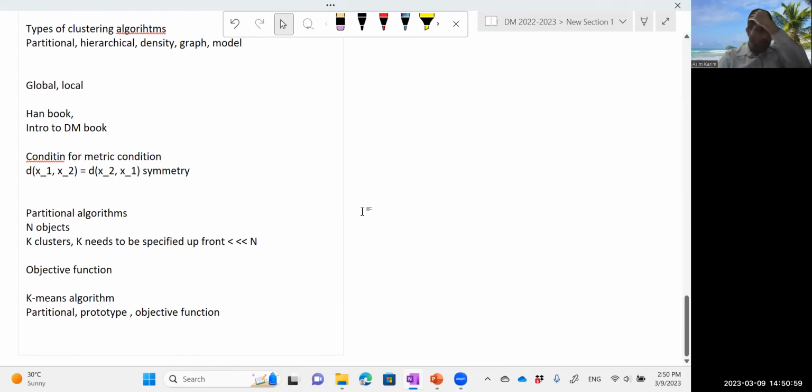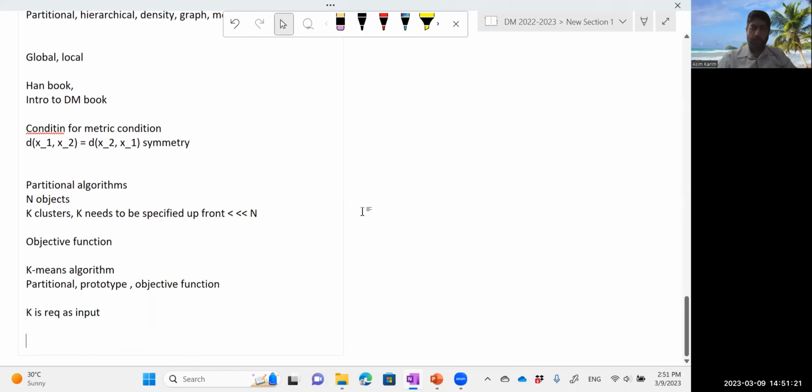So since it uses an objective function, it's actually solving an optimization problem to find those k clusters. So k is required as input. We need to know k upfront. First of all, let me describe the process, and then I will write the objective function which is actually minimized through that process, and then we will discuss some of its characteristics.